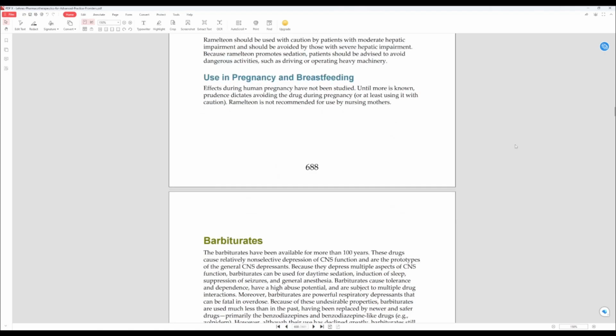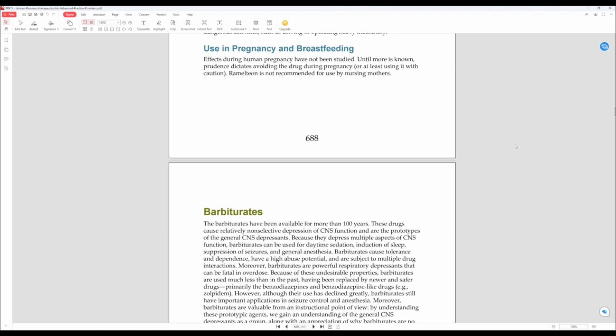Its use in pregnancy and breastfeeding. Effects during human pregnancy were not studied. Until more is known, prudence dictates avoiding the drug during pregnancy. Ramelteon is not recommended for nursing mothers.